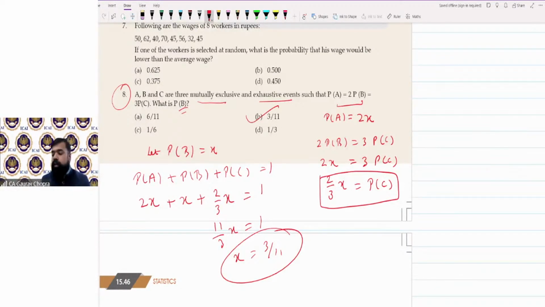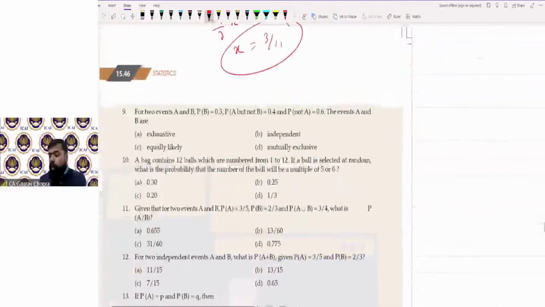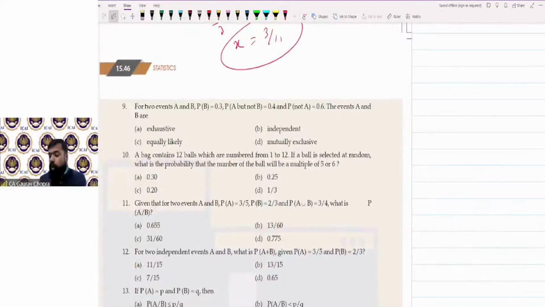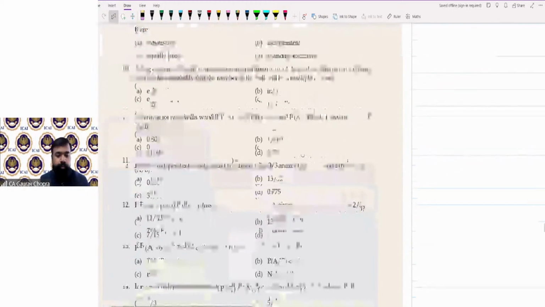3 by 11. Okay. Then Aditya is asking, in the exam, will all questions be of 1 mark? Yes. In the exam, you will get 100 questions of 1 mark each. The time available in the exam is 2 hours, 120 minutes. And in that, you have to solve 100 questions.